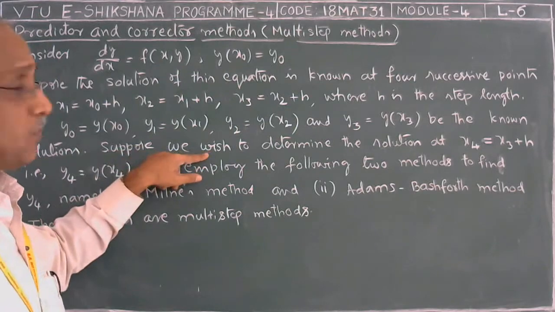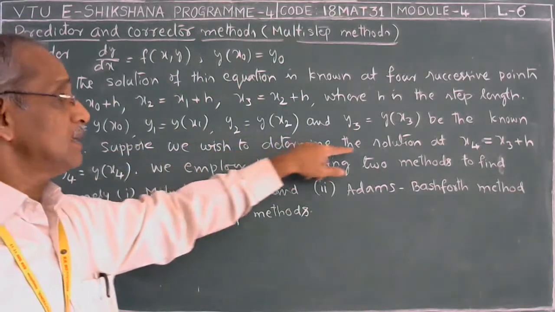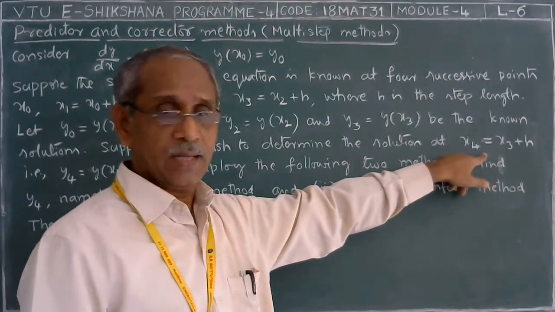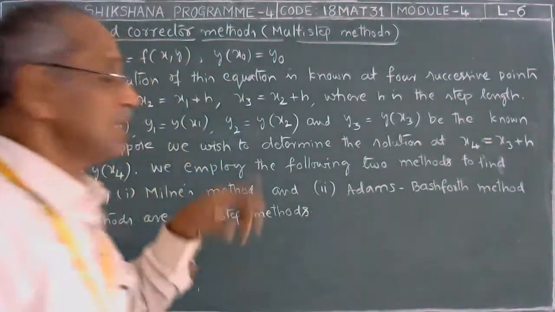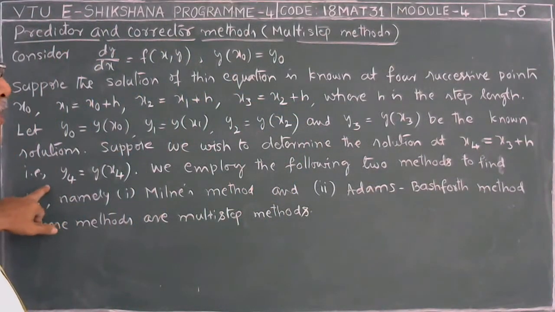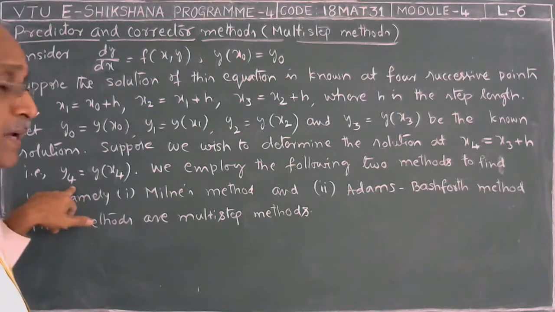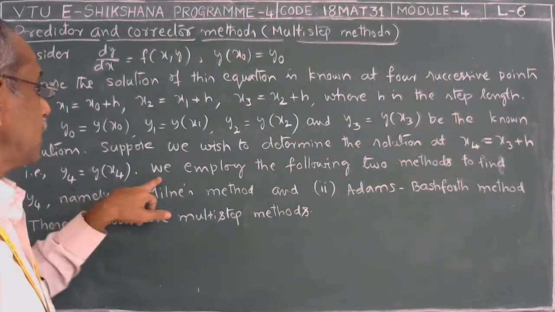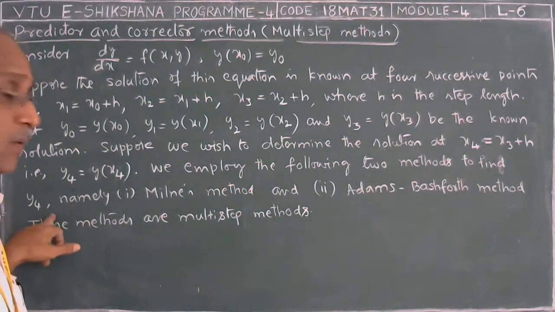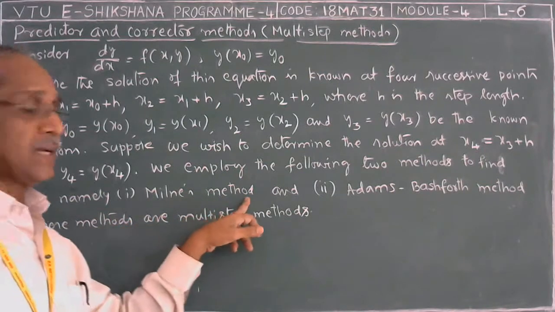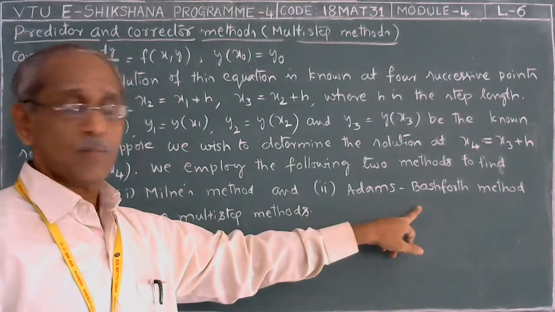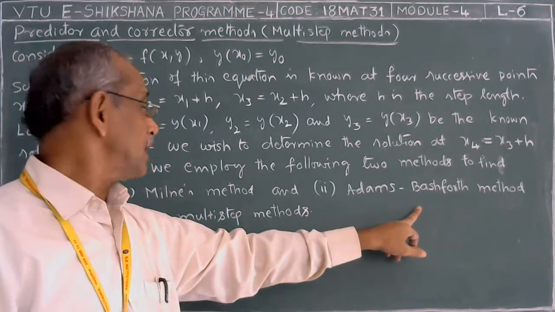Suppose we wish to determine the solution at x4, the next value of x after x3, that is x3 plus h, equidistant values of x. That is y4, finding y at x is equal to x4. We apply the following two methods to find y4, namely Milne's predictor corrector method and Adam Bashforth predictor corrector method.